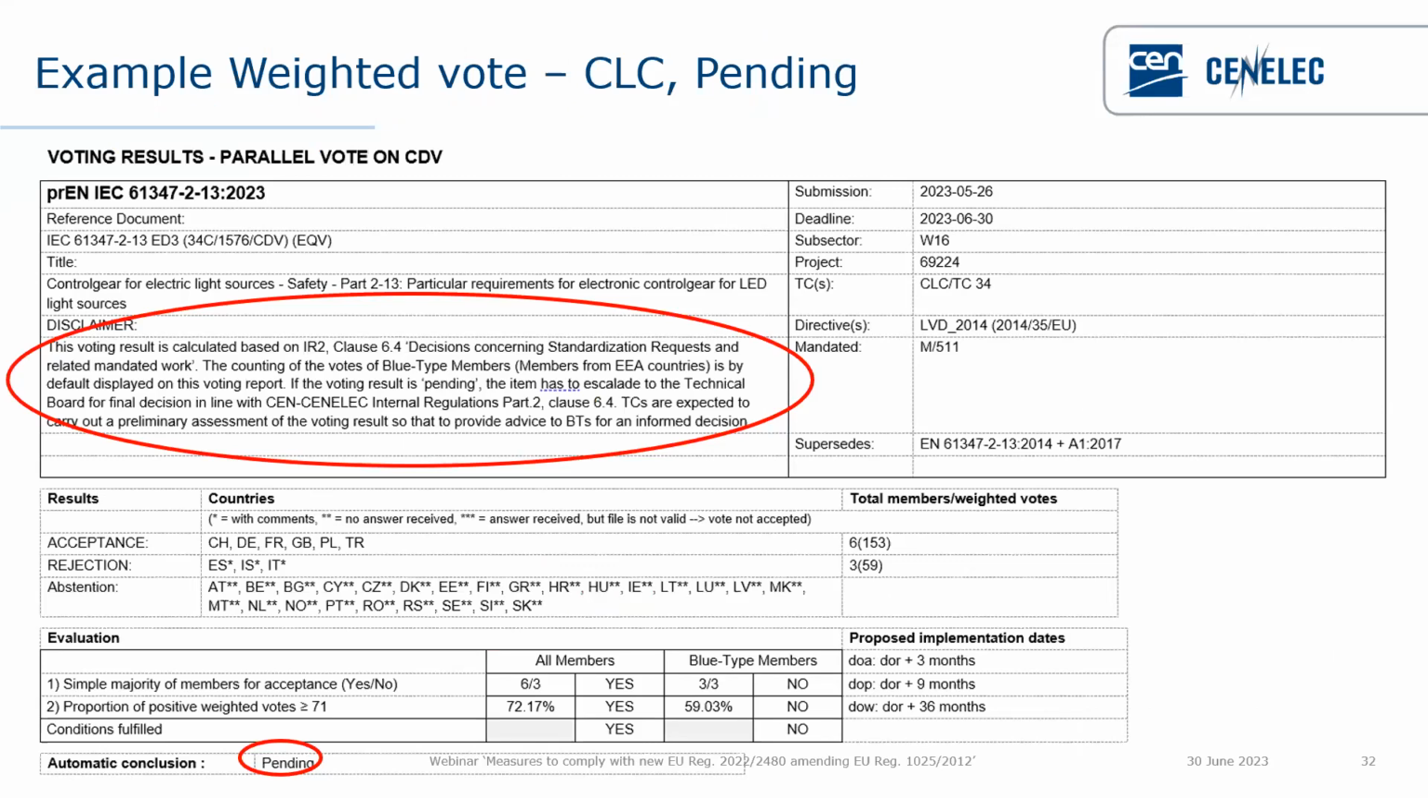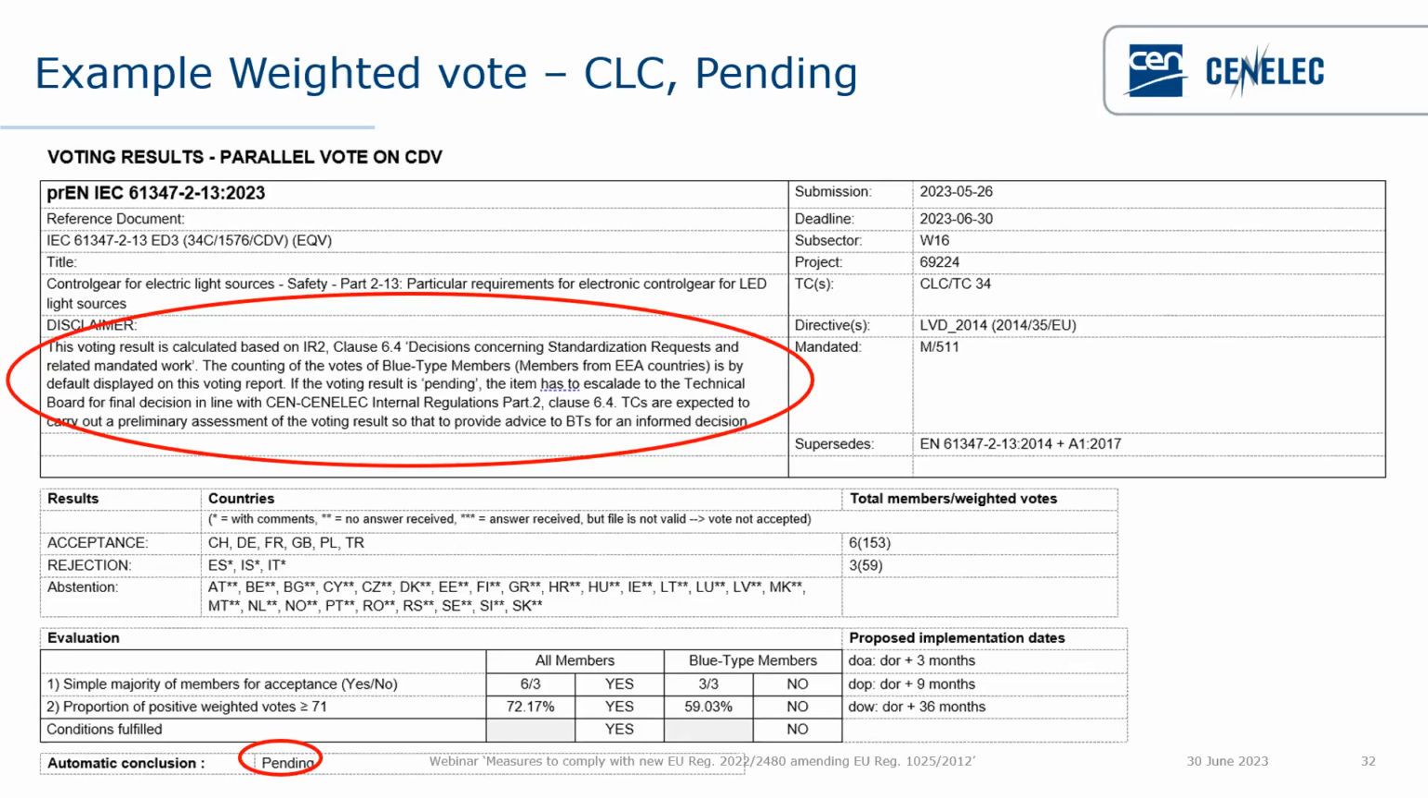So these are the voting results. The new template for voting results for mandated work. A disclaimer has been added. The voting result is calculated based on IR2 clause 6.4, decision concerning standards request and the related mandated work, and only with this sentence it will be always possible to understand which approval criteria have been used. So in this case, are used the approval criteria in 6.4, which means the approval criteria for mandated work.